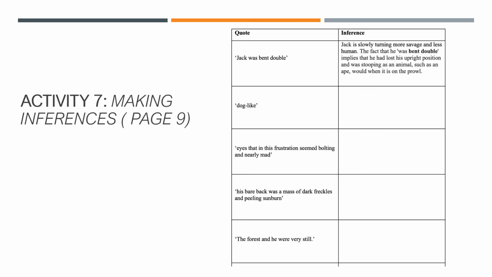Activity 7 is on page 9 of your booklet, and what I'd like you to do here is have a look at the previous extract in more detail. I've given you a hand by providing the quotes for you on the left hand side, and what I want you to do is read that quote and have a think about what you think that quote shows about Jack and his character or the environment that he is in. So for example, the quote "Jack was bent double," I have said infers that Jack is slowly turning more savage and less human. The fact that he was bent double implies that he has lost his upright position and was stooping as an animal such as an ape would when it is on the prowl.